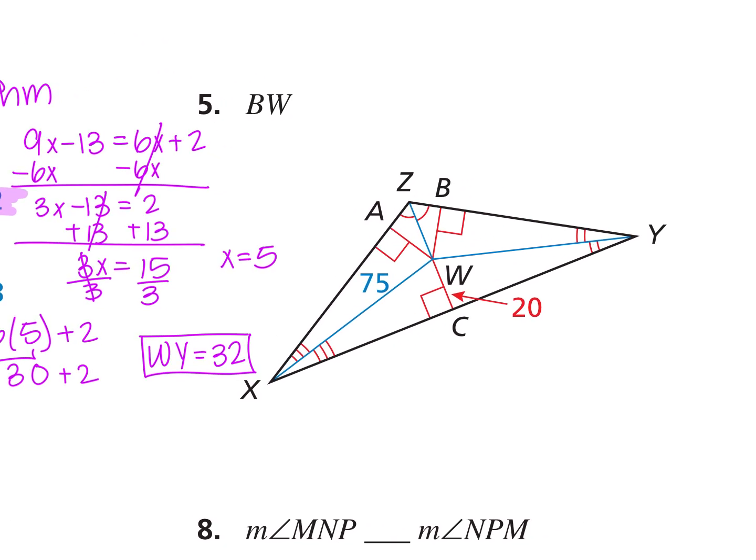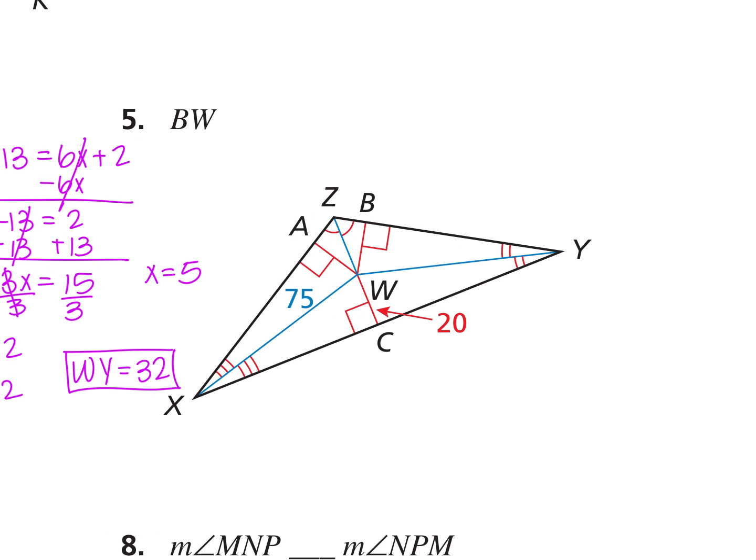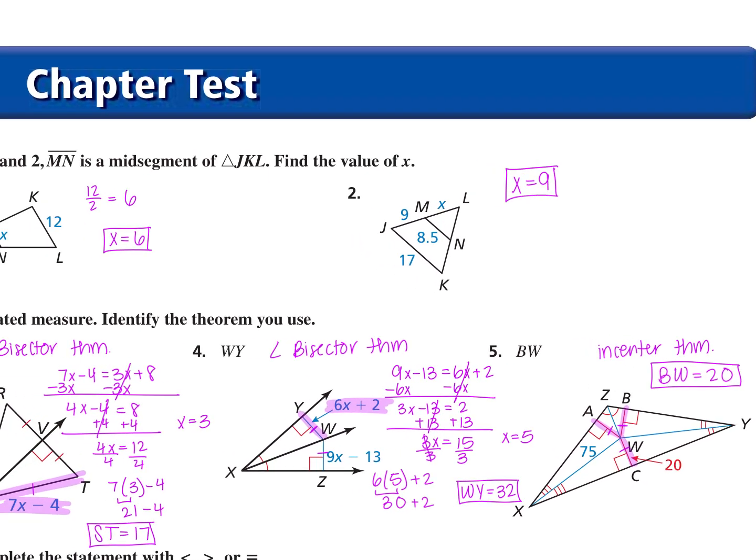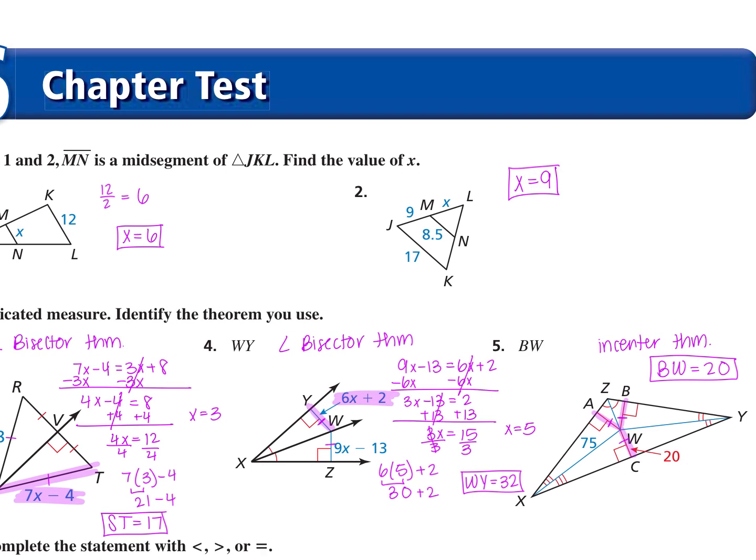And the last one for this section, number 5. If you knew your definitions or vocabulary for your triangle relationships, you should have known that this one's the incenter theorem. And knowing what the incenter theorem is, you should know that the segments from the sides to your incenter are all equidistant. So they're asking for BW. BW equals 20. You didn't really have to solve for this one. All right, questions on the first 5?